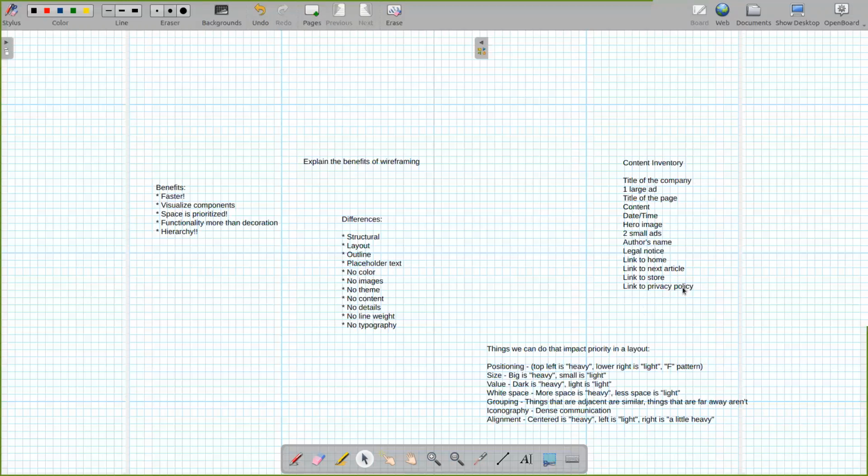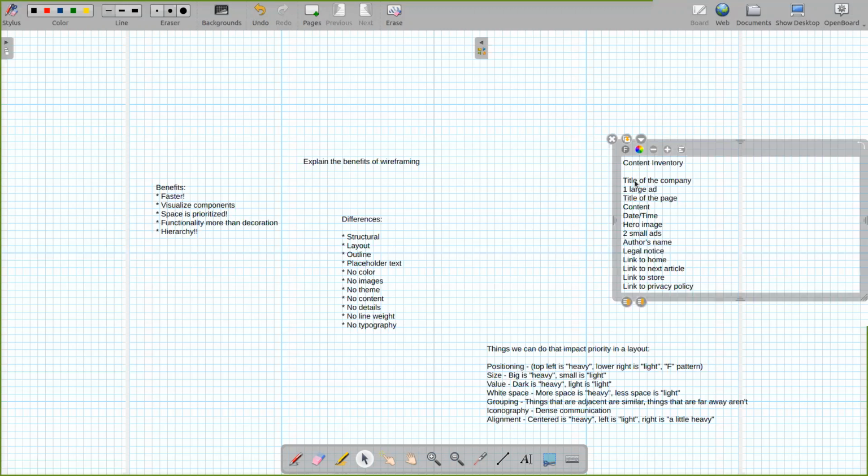Well, how do we give it more weight? We could put it in the top left. We could make it really big. We could make it really dark. We could put a ton of white space around it. We could group it with other things that are important. We could combine it with some iconography. We could center it. Those are all tools that we have to make this visually more important.